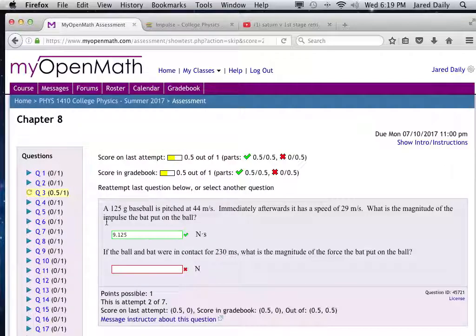Since it changes direction, your change in speed, or your change in velocity, is actually just the sum of the two numbers with a negative or a positive, depending on which way is negative or positive. Then you can use the time to calculate the force. If you divide this change in momentum by the time, you will actually get the force.